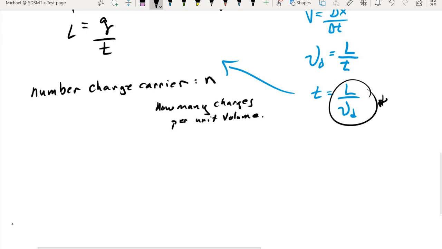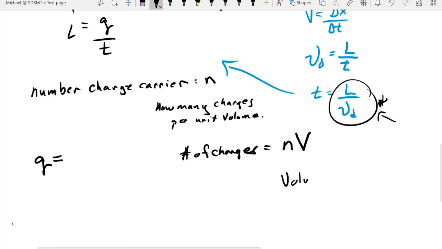So the number of charges can be found by taking the number of charge carriers times the volume. And I think this is why they use that italicized V, so that we don't get velocity and volume mixed up.